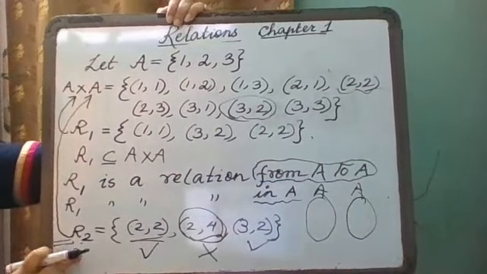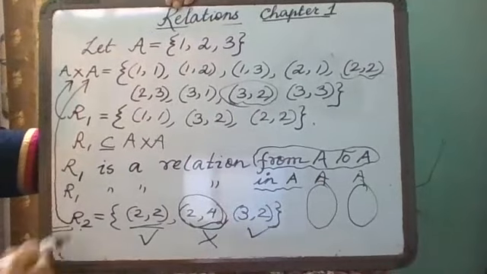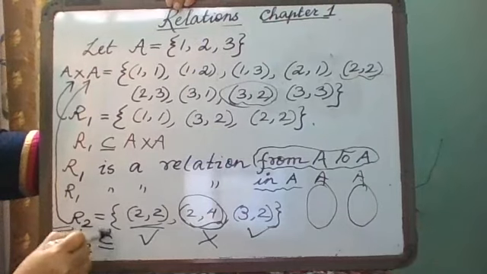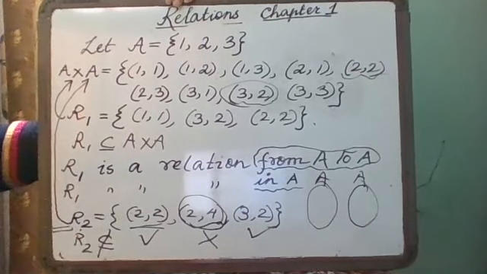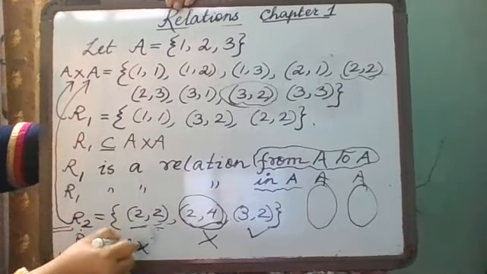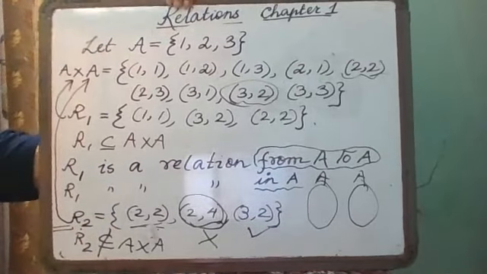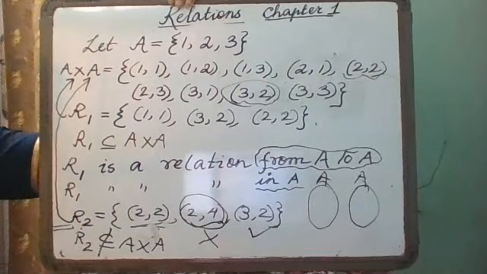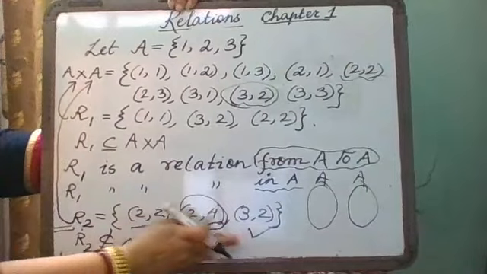So, my conclusion for this set R2 will be: R2 is not a subset of A cross A. So, in other words, what am I going to say?